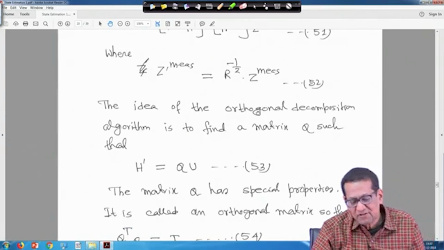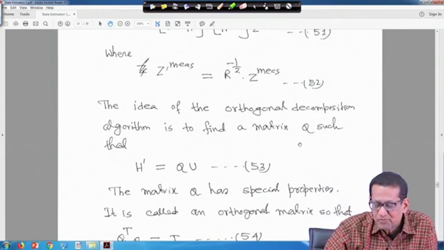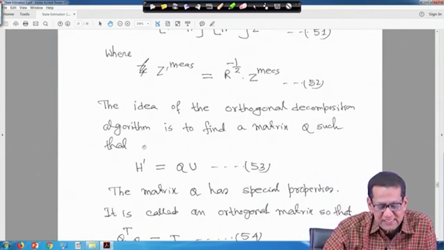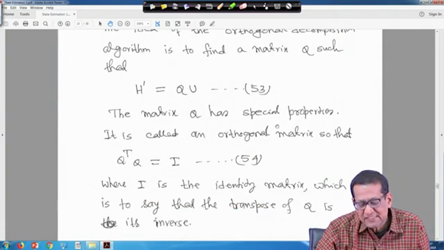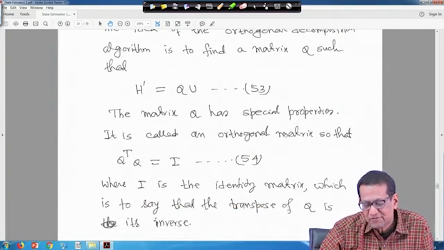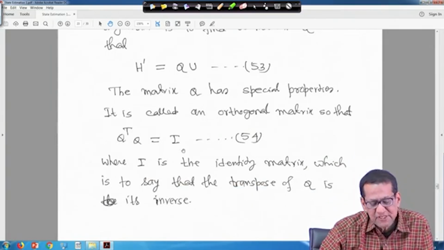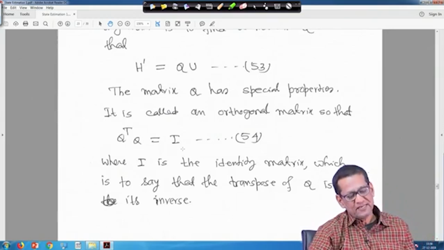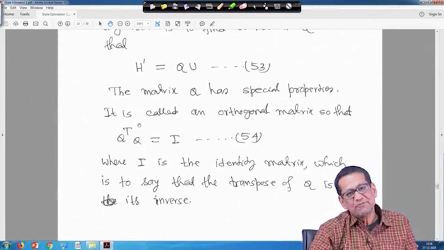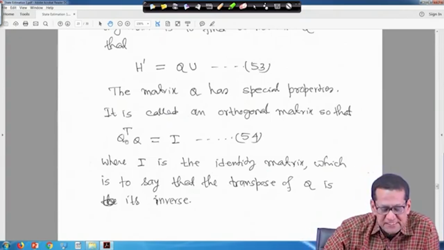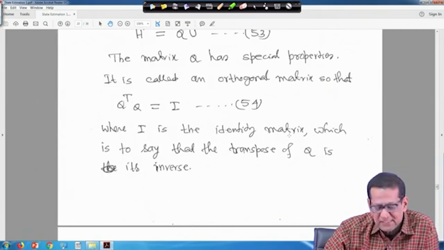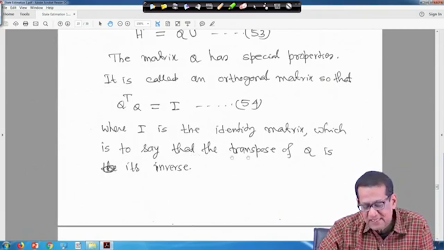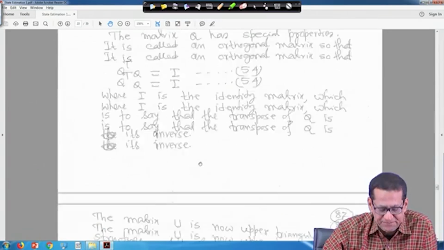Now, the idea of the orthogonal decomposition algorithm is to find a matrix Q such that H transpose is equal to Q U, right. This is equation 53. The matrix Q has special properties. It is called an orthogonal matrix, so that Q transpose Q will be identity matrix I, right. That means Q transpose is basically Q inverse, which is to say that the transpose of Q is its inverse, right.